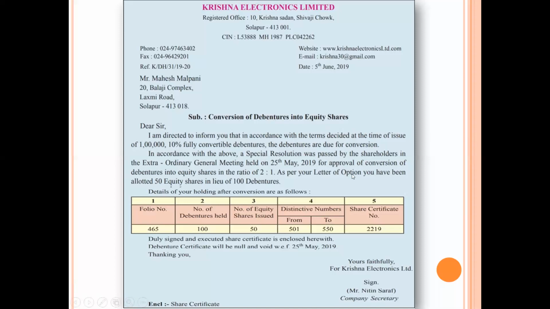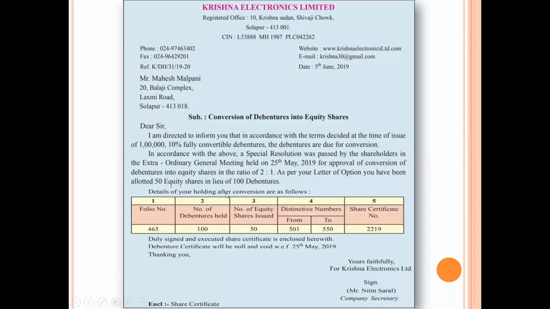So as per the letter of option, Mr. Mahesh Malpani has been allotted 50 equity shares in lieu of 100 debentures. So the debentures will be converted into equity shares in the ratio 2:1. Okay. So for 100 debentures, Mr. Malpani has been allotted 50 equity shares for the lot of 100 debentures.